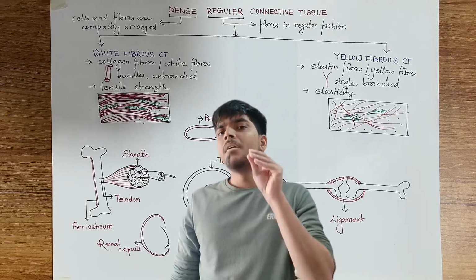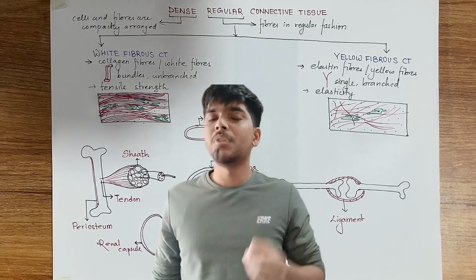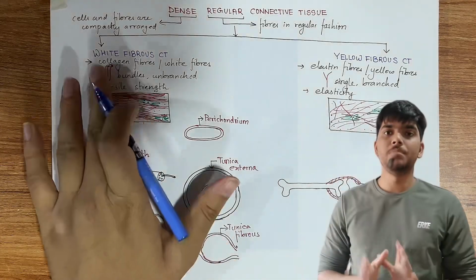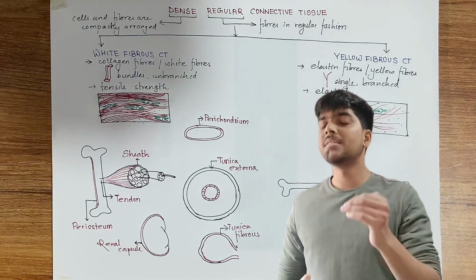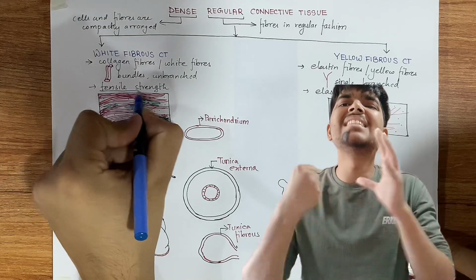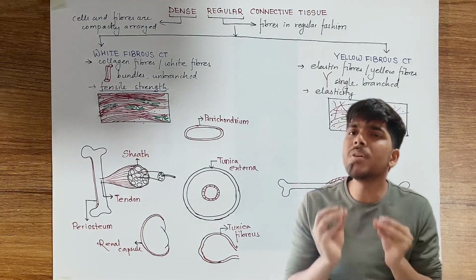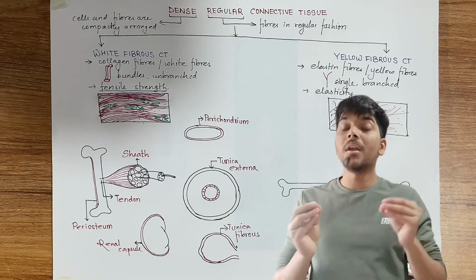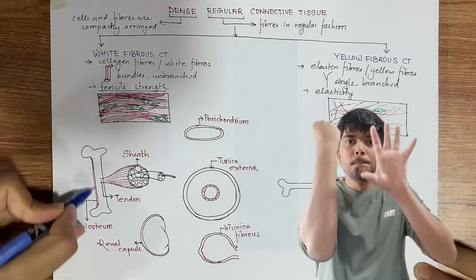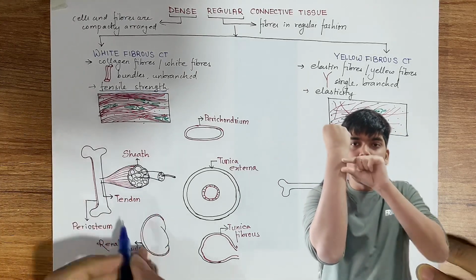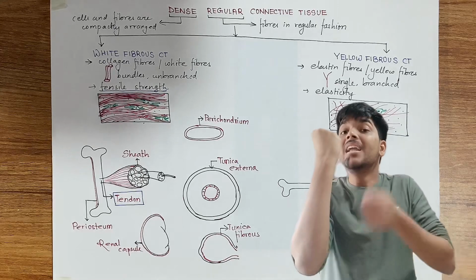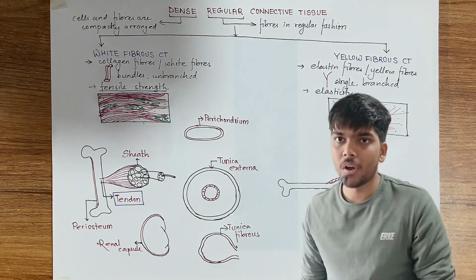Now let's look at which places these particular types of connective tissue, or dense irregular connective tissue, are actually found. Firstly, white fibrous connective tissue. White fibrous connective tissue, I have already mentioned, contains collagen fibers found in bundles. Since they are found in bundles, they provide tensile strength. So they are obviously found in those places where strength is required, where protection is required. For example, number one, your muscle is attached to bone with the help of tendon. This tendon needs to have tensile strength. That is, this tendon needs to be made up of white fibrous connective tissue.